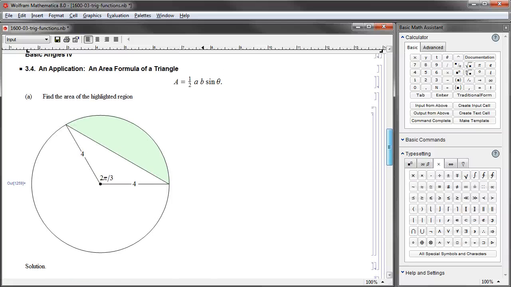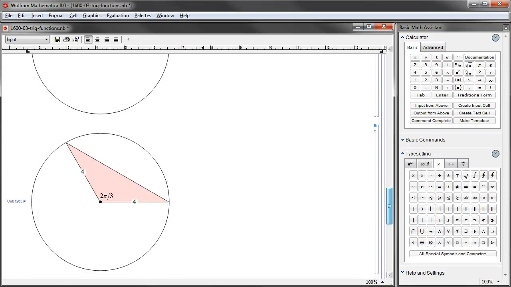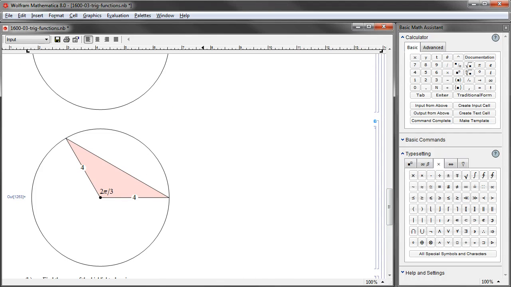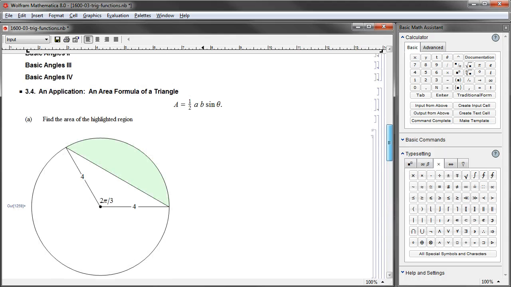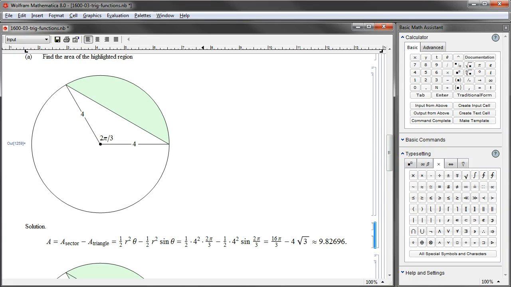Okay, let's look at the first graph. This is what we want, and this can be obtained by calculating the area of the sector first, and then subtracting away the area of the triangle. Then what's left will be the desired region here. So how do I set up? The area formula of the sector is 1/2 r squared theta, and the area formula of a triangle is 1/2 r squared sine of theta.